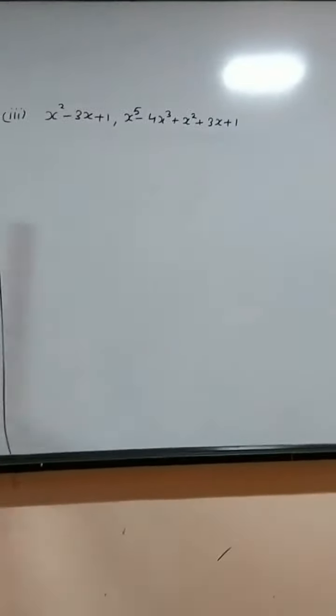So this is q(x), and q(x) is degree 1, r(x) is also degree 1. The degree of q(x) is equal to the degree of r(x). So the degree of q(x) is 1, the degree of r(x) is 1. So both have the equal degree 1.